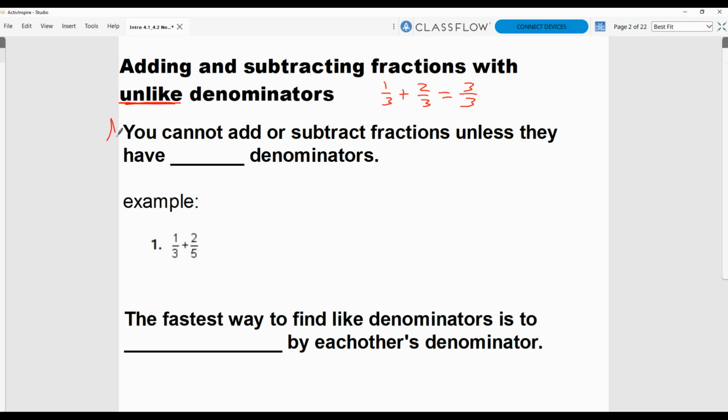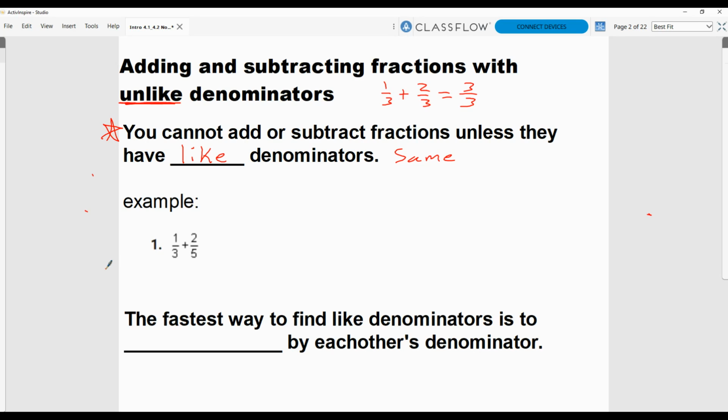Here's the thing that we got to get stuck in our brains somehow, because this is a very common mistake that people make. You cannot add or subtract fractions unless they have like denominators. If those denominators are not the same, they got to be the same. If they are not the same, you cannot add these fractions. This is a very common mistake people make. They look at a problem like this and they simply just start adding it together, but you can't. You cannot add it until we have like denominators.